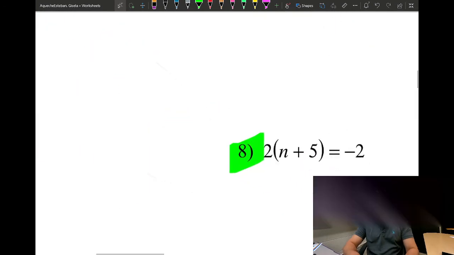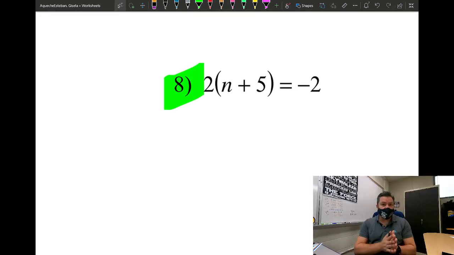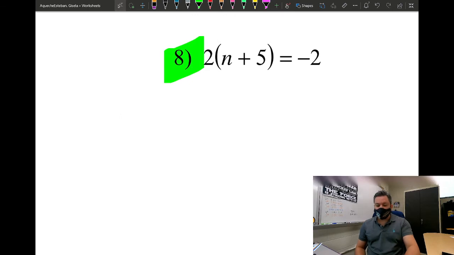Number 2. You might not see a lot of these ones in 7th grade, but I'm going to show it to you anyway. For this one, we have 2 parentheses n plus 5 parentheses equals negative 2. That means, remember when I told you, whenever you have a number and a parenthesis together, it's a multiplication. But in this case, a parenthesis is a group. We have something going on inside the group. So basically, 2 is multiplying by everything inside the group.